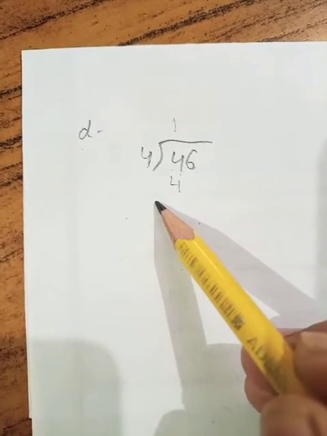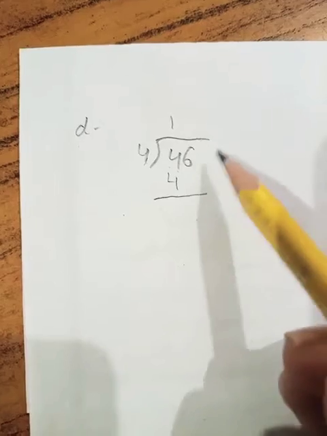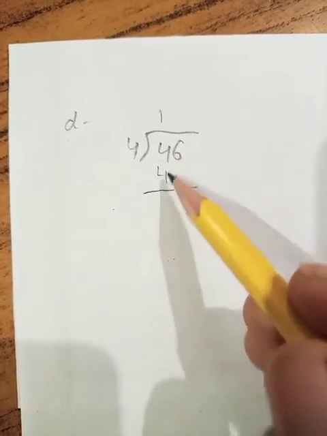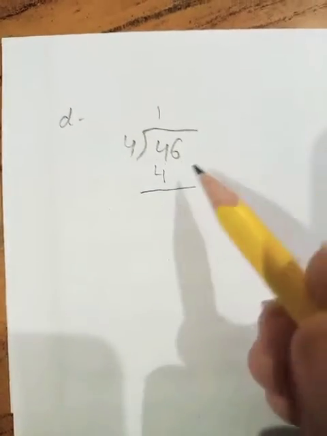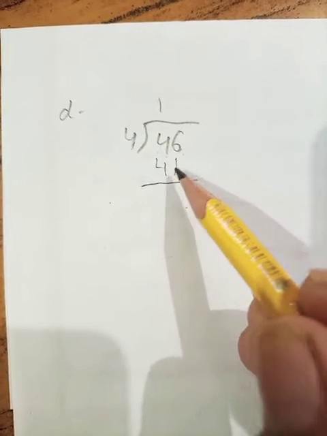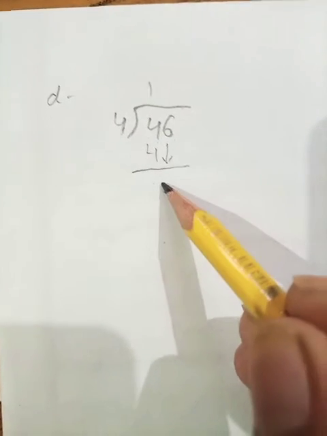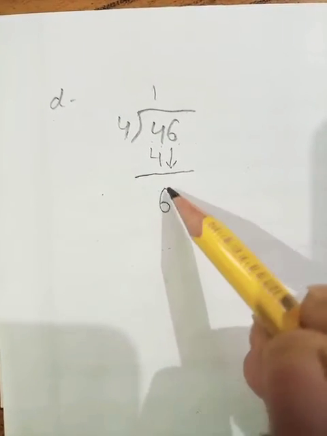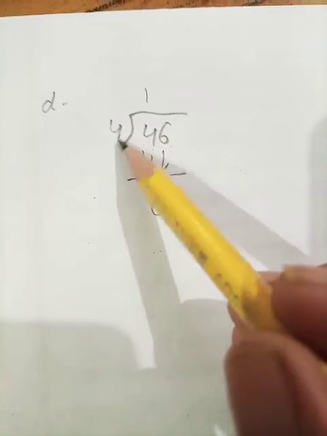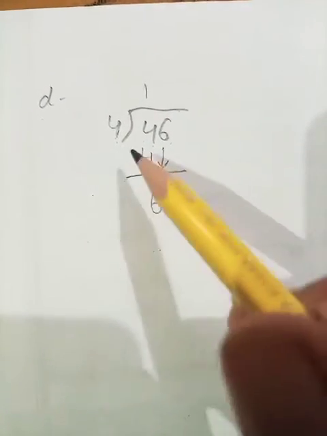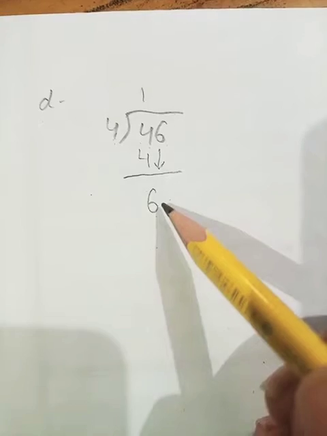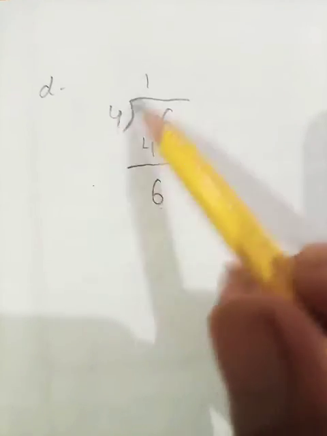Students, next step is subtraction. Very good. In the subtraction, 4 minus 4 is 0. So I will bring down my 6 here. Now students, the next step is again division, because this 6 is quite bigger from our divisor.